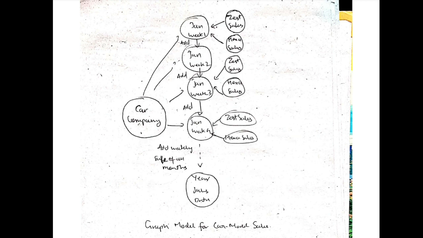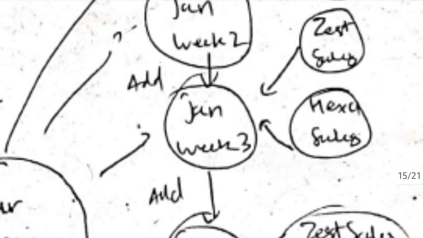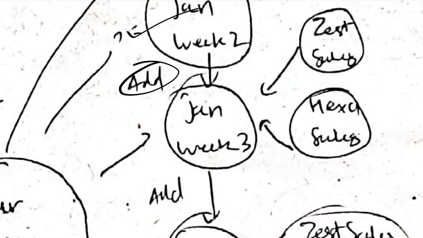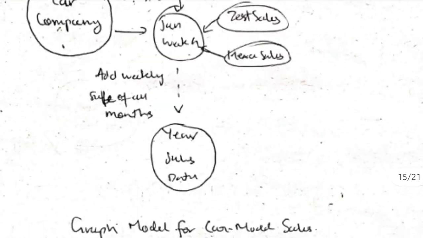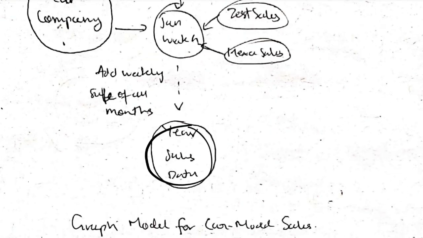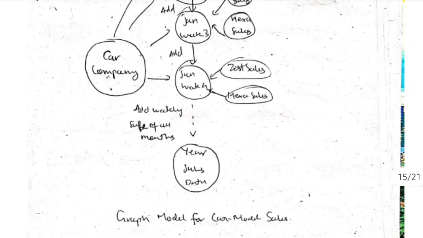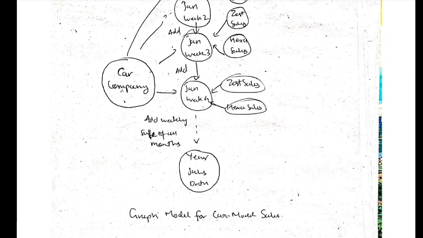And in each edge you can see an add operation, which represents the sales made here, plus the sales made here, plus the sales made here, and so on. That will be added up until you get the yearly sales data of all the weeks. That represents the final node. Like that, you can form whatever business context you have. Based on that, you can make this graph data structure.